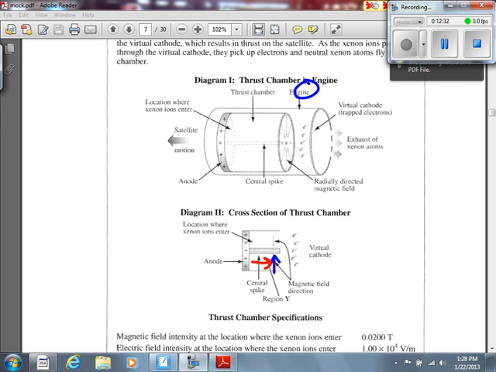Question number 6, also going with this information, says the xenon ions Xe plus enter the thrust chamber at a negligible speed. The minimum distance between the anode and the virtual cathode that's required to produce the exit speed is what? As soon as I see this, I think, what concept? Charged particles speeding up? Conservation of energy. We almost always do conservation of energy when a charged particle speeds up.